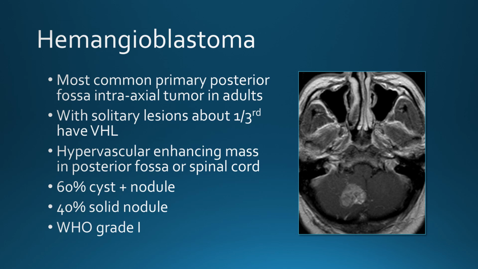Hemangioblastoma is the most common primary posterior fossa intra-axial tumor in adults. Remember, the vast majority of posterior fossa tumors in adults are metastases, but this is the most common primary posterior fossa tumor. When they're solitary, about a third of the time they're associated with von Hippel-Lindau. The other 2/3 are sporadic.